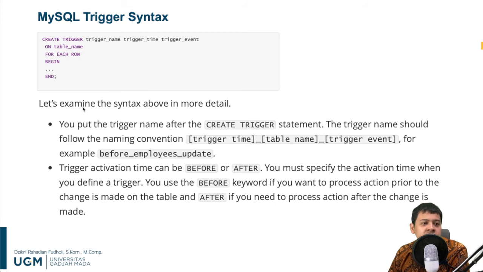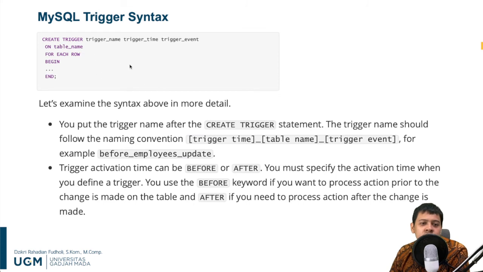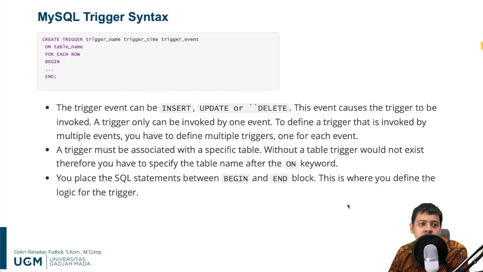Let's see the syntax above. You put the trigger name after the CREATE TRIGGER statement. The trigger name should follow the naming convention, as we discussed before. For example, before employees update. Trigger activation time can be before or after. So here it can be before or after. Which one will you choose? And then the trigger event can be insert, update, or delete.